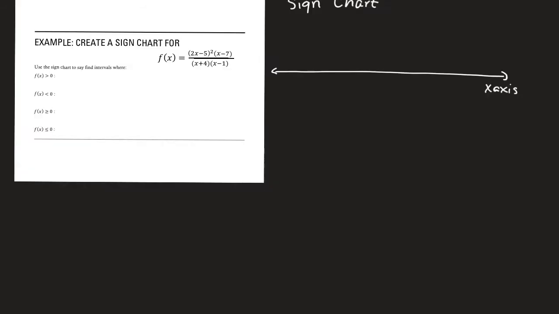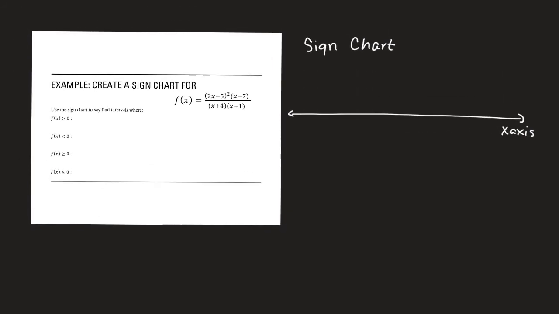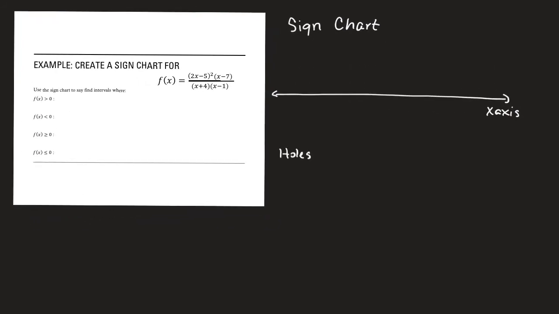Okay, for rational functions, the important things that I need to find are holes, vertical asymptotes, and x-intercepts. See if you can remember what we know about rational functions and see if you can find the holes, vertical asymptotes, and x-intercepts of this graph.